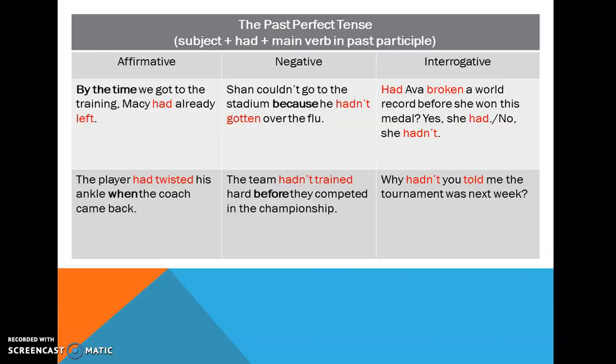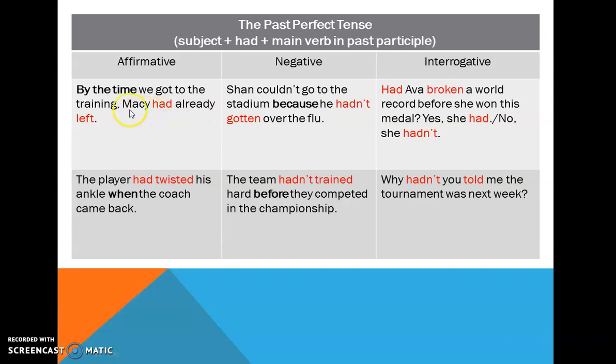let's check the structure. Okay, the past perfect tense is composed by the subject plus the auxiliary had plus the main verb in past participle. Okay, right here we have the affirmative, negative, and interrogative structures. Okay, let's check some examples about this corresponding structure.